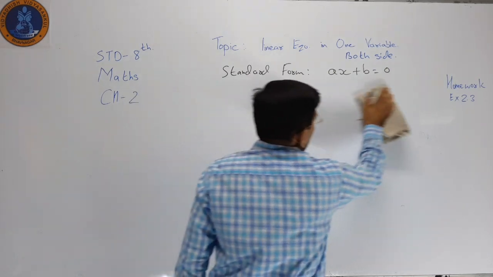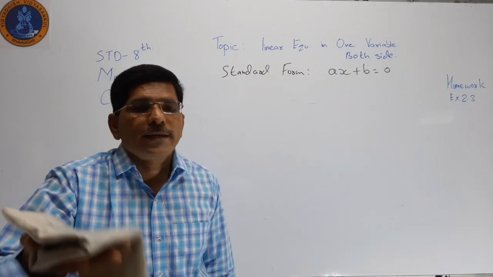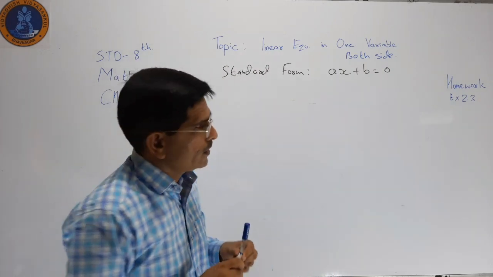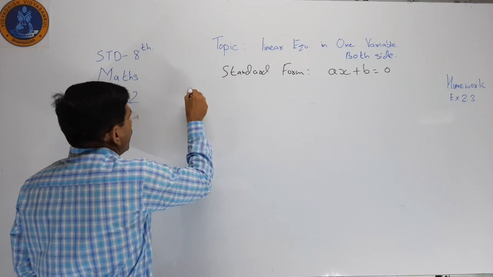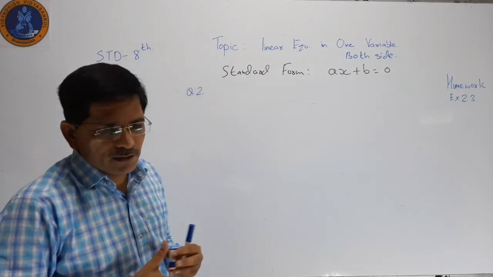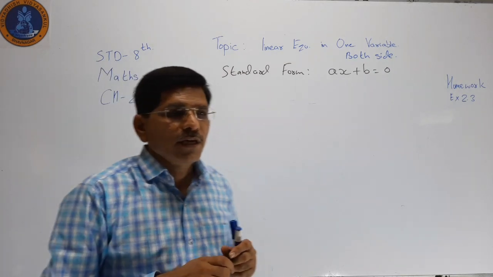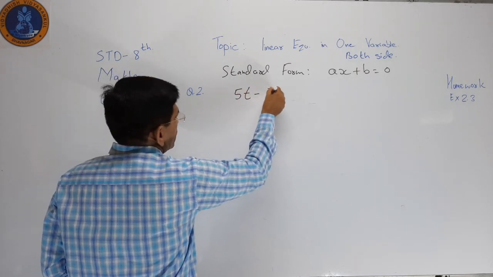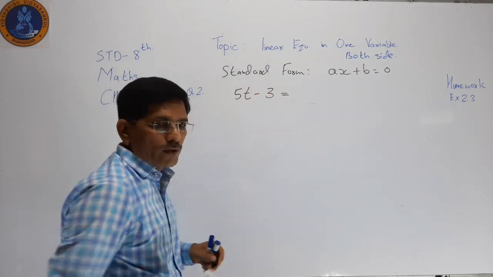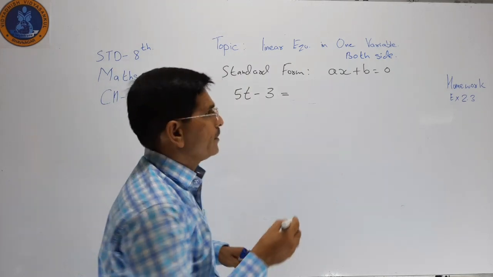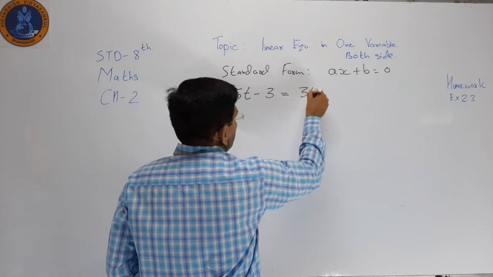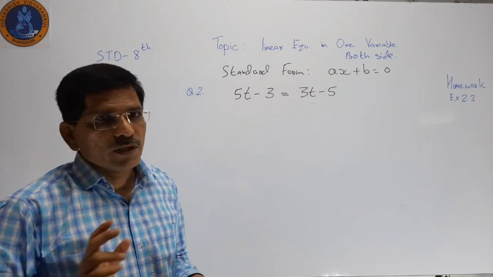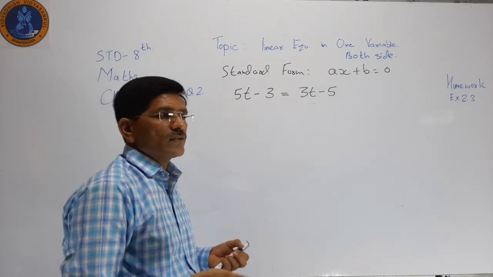Now question related to it, that I have to write it here. Question number 2: 5t minus 3 is equal to 3t minus 5. Now if I want to simplify, what is the step?